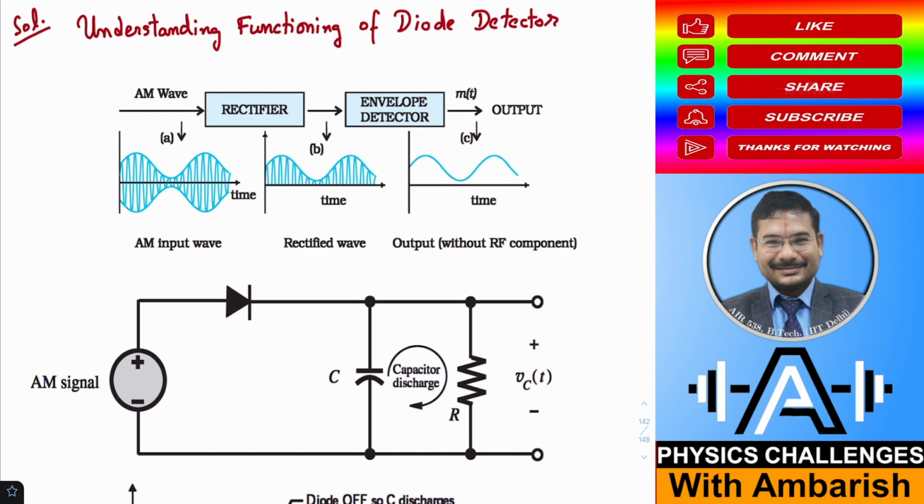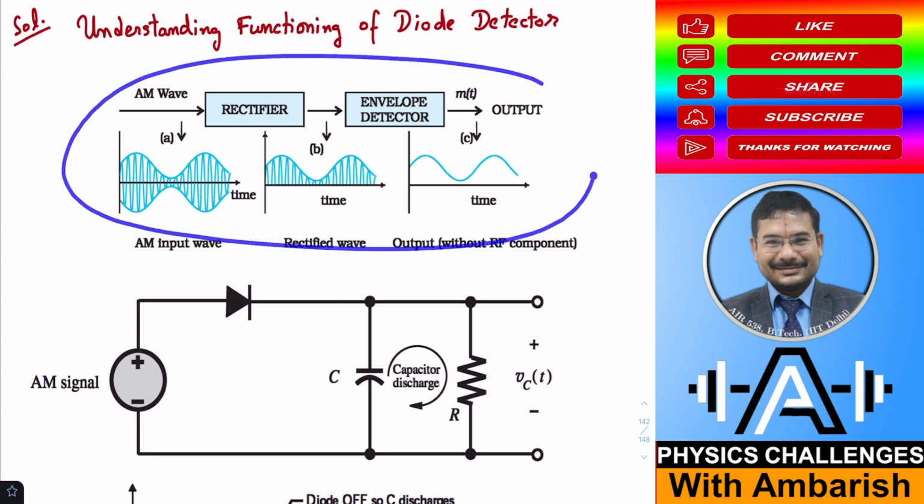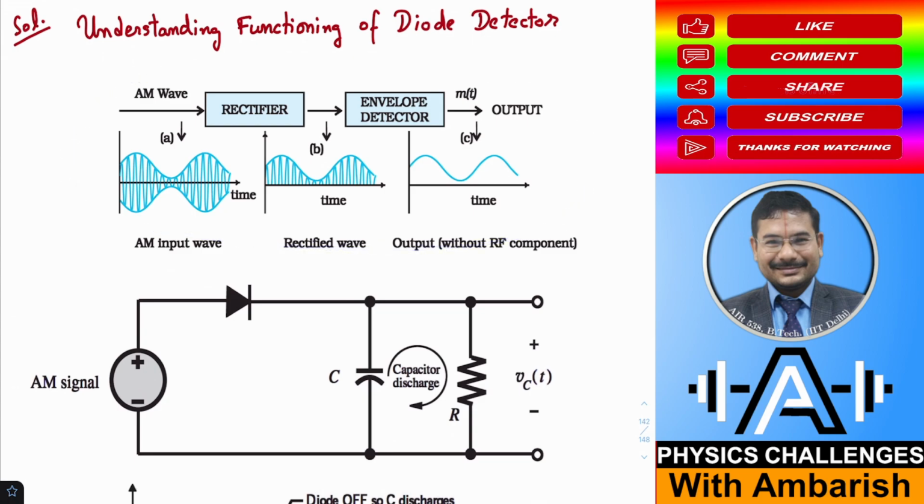Essentially this part is given in NCERT, although it doesn't explain anything, it just tells what happens, the schematic. This is an amplitude modulated wave, it gets rectified when passing through the rectifier, and then it passes through the envelope detector, and the purpose of the envelope detector is just to determine this envelope. This is what we want to do. So how is it accomplished?